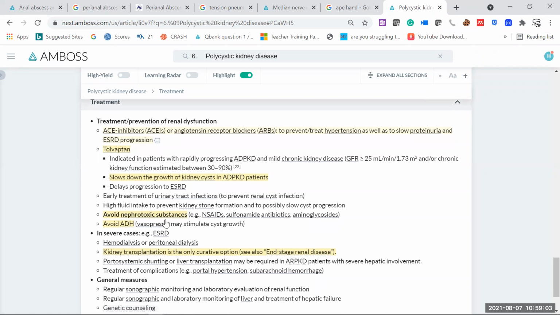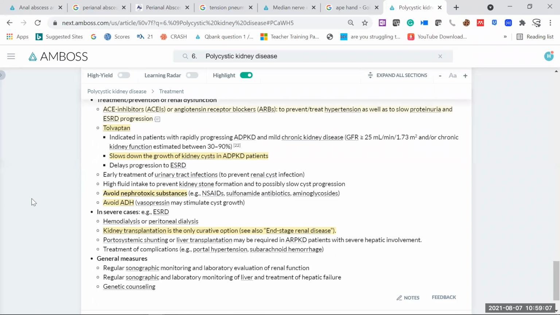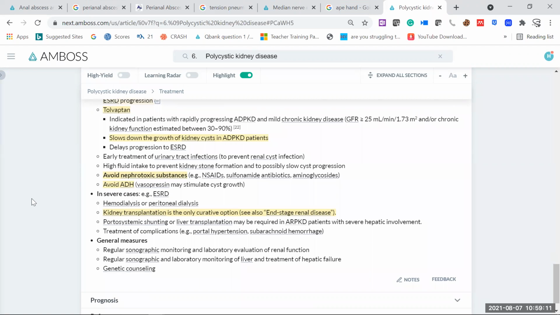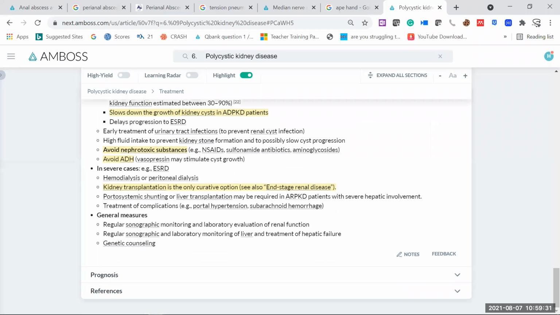We will, of course, avoid nephrotoxicity. We will not give anything that is going to be excreted from the kidney. We want to decrease the workload of the kidney. In severe cases like those presenting with end-stage renal disease, we have only the chance for hemodialysis. We can go for peritoneal dialysis, or maybe we can just transplant the kidney. So kidney transplantation, as we have discussed in the summary, is the only preferable choice if the patient is ending up with chronic kidney disease or end-stage renal disease.